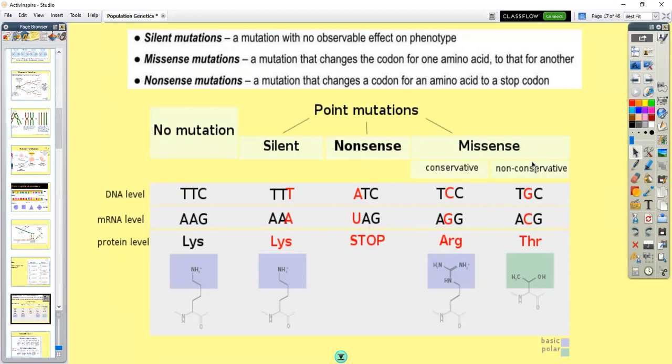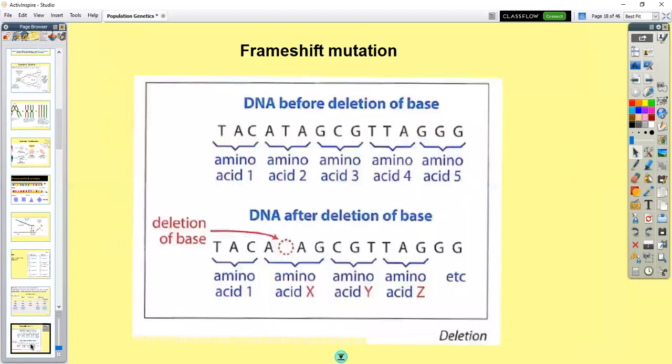Or it could be something called a missense mutation, which we'll look at in a bit more detail in a second. So this one's looking at the second base changing from a T to a C or a G. Therefore, the messenger RNA changes, and therefore the amino acid that it codes for changes as well. Okay, and that can have effects, obviously, at a polypeptide level.